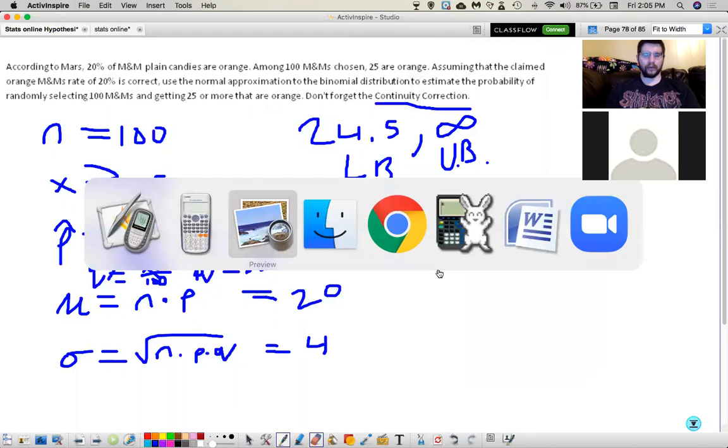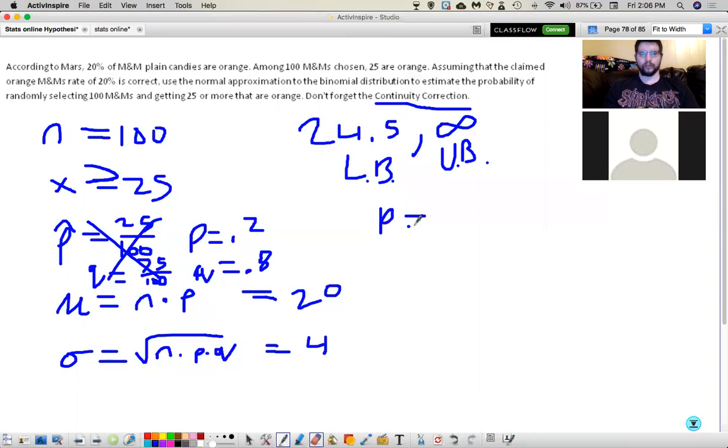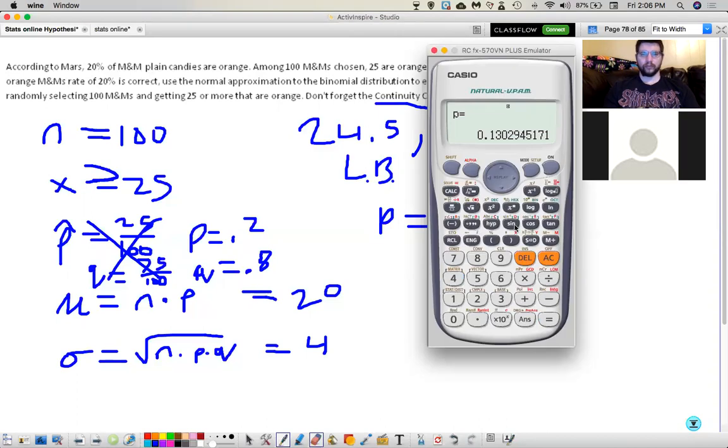Let's see what the calculator gives us. Again, we're going to go to the normal distribution, down 3, normal CDF, number 2. Lower bound is 24.5. Upper bound is infinity, 1 times 10 to the 99. Standard deviation of 4, mean of 20. So we get a probability of 0.1303 for that one.